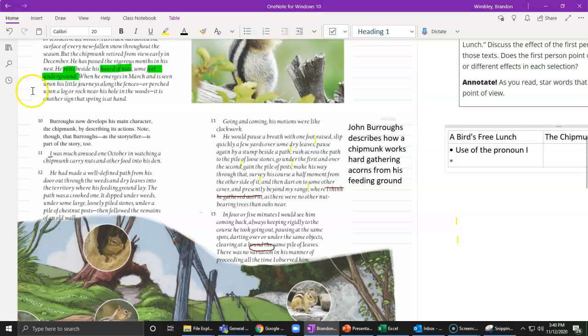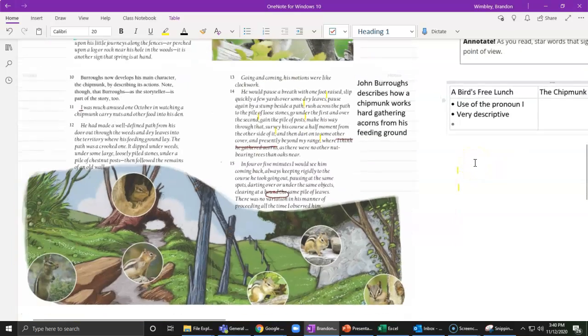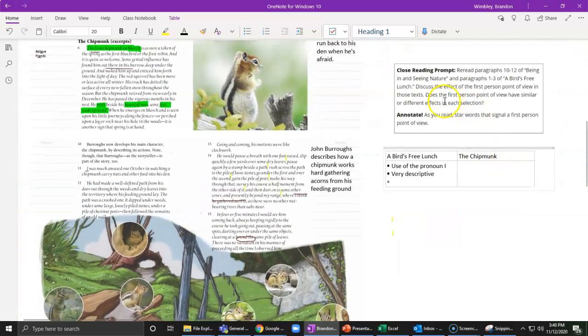So what do I notice? Well, he says there's a well-defined path. There's weeds and dry leaves in his territory. Where his ground is, it's dipped under weeds. So it's very descriptive. So I'm going to type that in as well. Now what else do I notice? Well, I also notice, since it's in that first person point of view, the effect that it has is it's kind of like a story. So it reads like a story. Even though he's describing this chipmunk, it's kind of like an adventure.